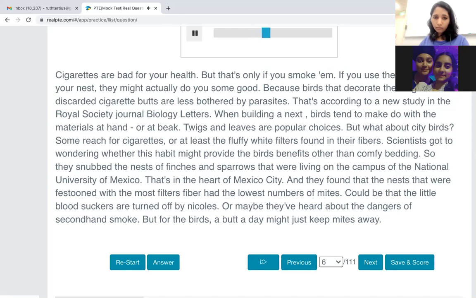Some reach for cigarettes, or at least the fluffy white fibers found in their filters. Scientists got to wondering whether this habit might provide the birds benefits, other than comfy bedding. So they grabbed the nests of finches and sparrows that were living on the campus of the National University of Mexico. That's in the heart of Mexico City. And they found that the nests that were festooned with the most filter fiber had the lowest number of mites. Could be that the little bloodsuckers are turned off by nicotine. Or maybe they've heard about the dangers of secondhand smoke. But for the birds, a butt a day might just keep mites away.